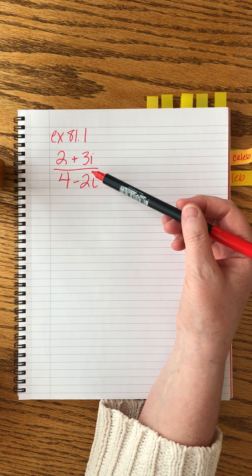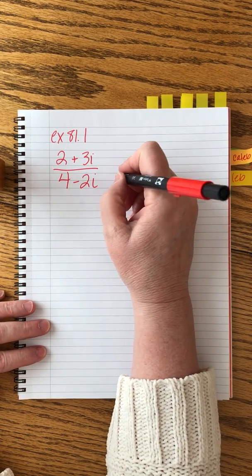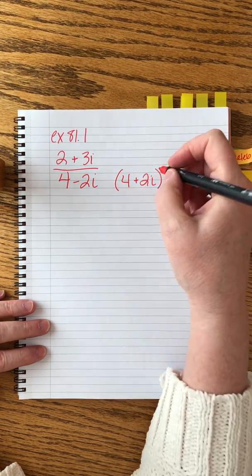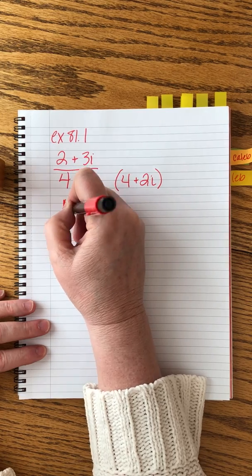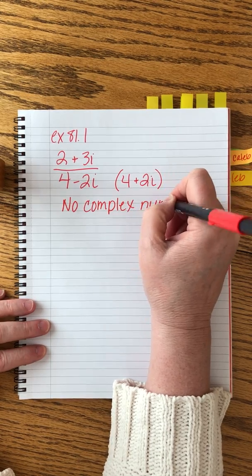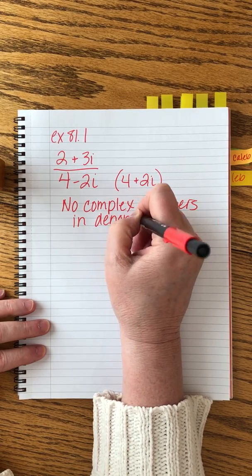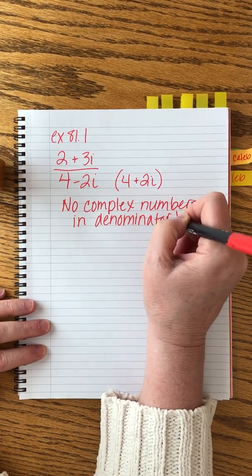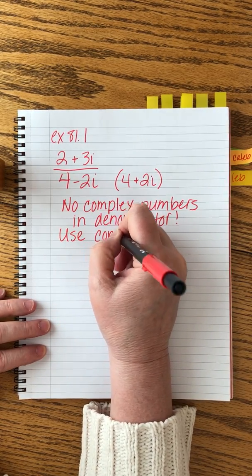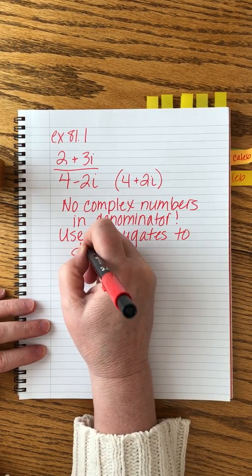How do we get rid of it? Same way that we got rid of our other problems in the denominator, we use the conjugate. And conjugates work exactly the same way as they do for radicals. So here's what our brains say. No complex numbers in denominator. Boo, hiss, we don't like them. And we will use conjugates, a fancy math word, to destroy them.